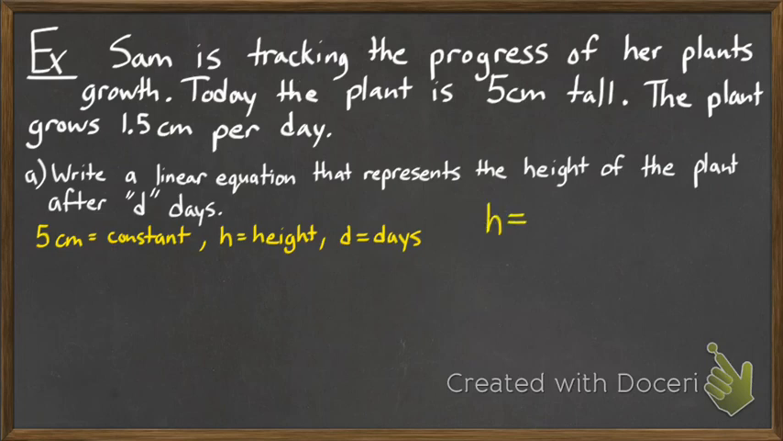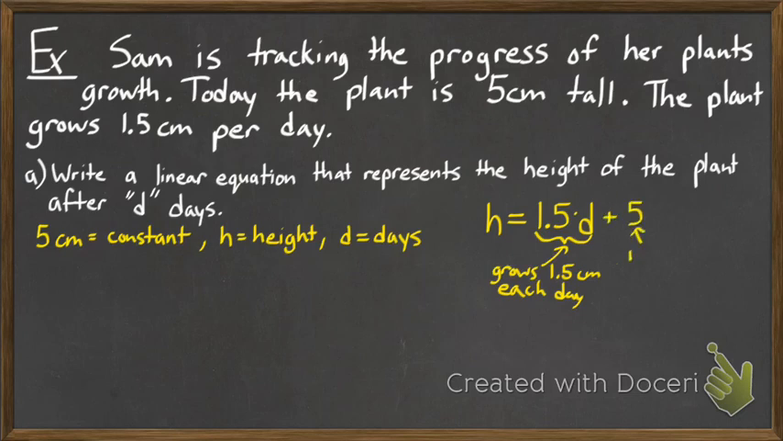So we're going to create our formula here. h, our height: since our plant grows 1.5 centimeters per day, that is our common difference. And this increases by the number of days we have, so we're going to multiply it by d. And we know the plant starts at 5 centimeters tall, so that is our constant, and we're going to add that on as our initial height. So this is our general equation for this example of Sam's plant.